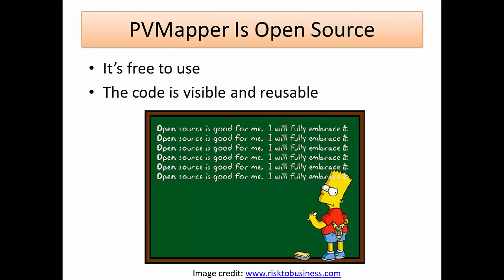The way we address it is by the answer that PVMapper is open source. What does this actually mean? Well, some of you are carrying Android telephones in your pockets right now. Your Android operating system is open source. It's based on Linux. Linux is an open source alternative to Windows.